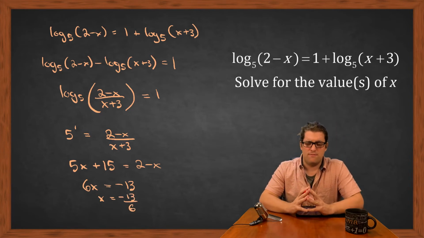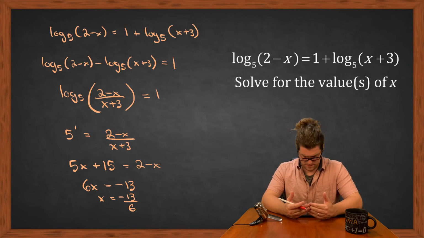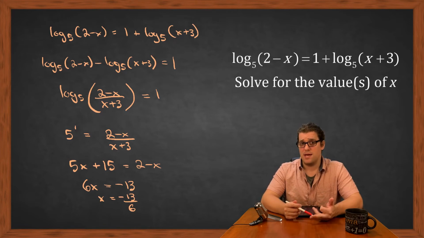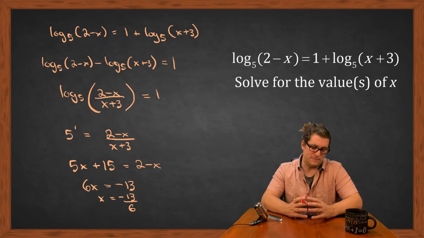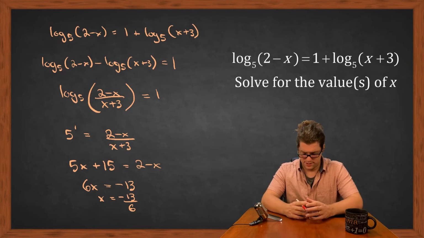Now, maybe I'll do a quick check: did it seem to work out? If I look back up at my original statements, I remember that the inside of the logarithms has to be positive, because we can't take the logarithm of a value that is 0 or less. So in the case of the first logarithm, it is 2 minus a negative value of 13/6.